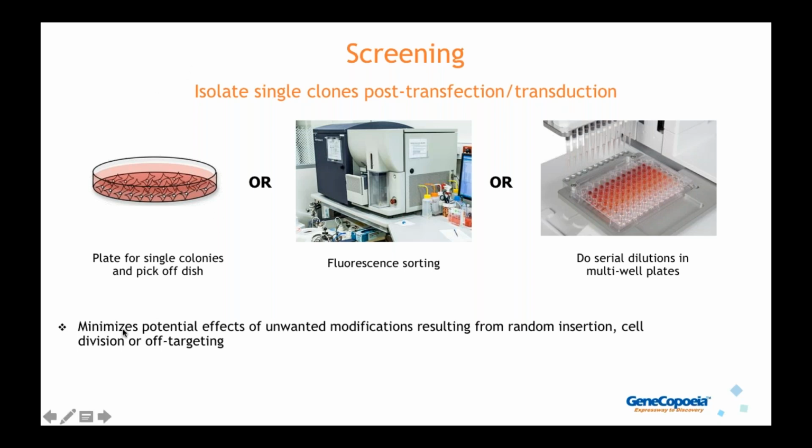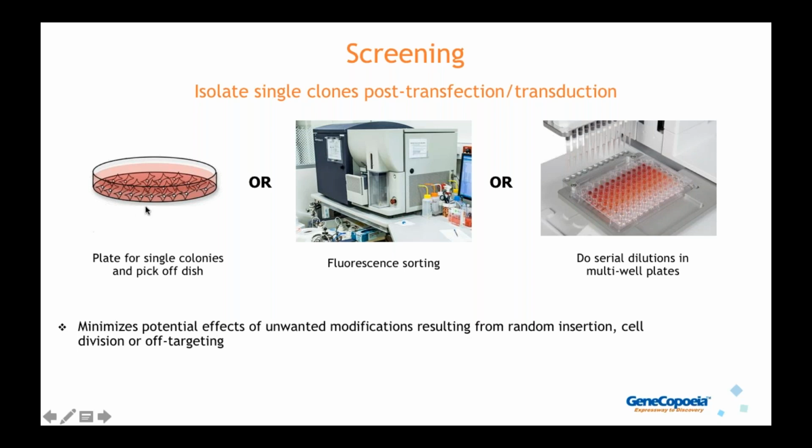So isolating single clones minimizes the potential effects of unwanted modifications resulting from random insertion, cell division, or off-targeting. There are a number of different ways of doing single clone isolation. I'm not going to go into great detail about this. You may already know about them, but there are three major methods you can use.